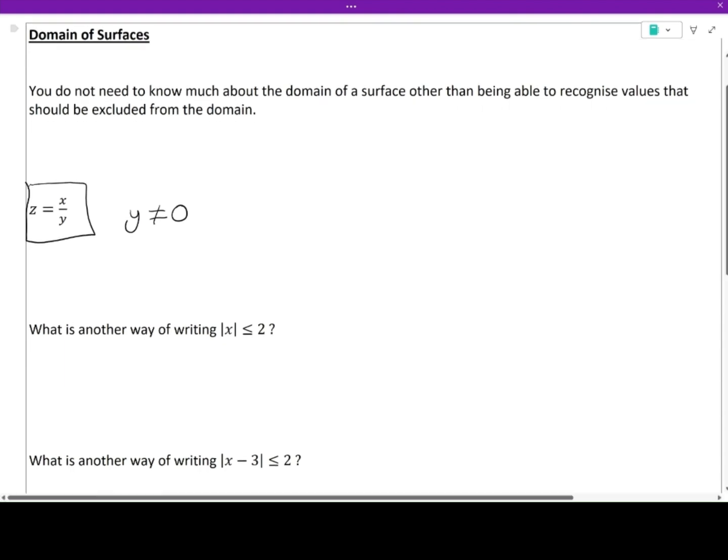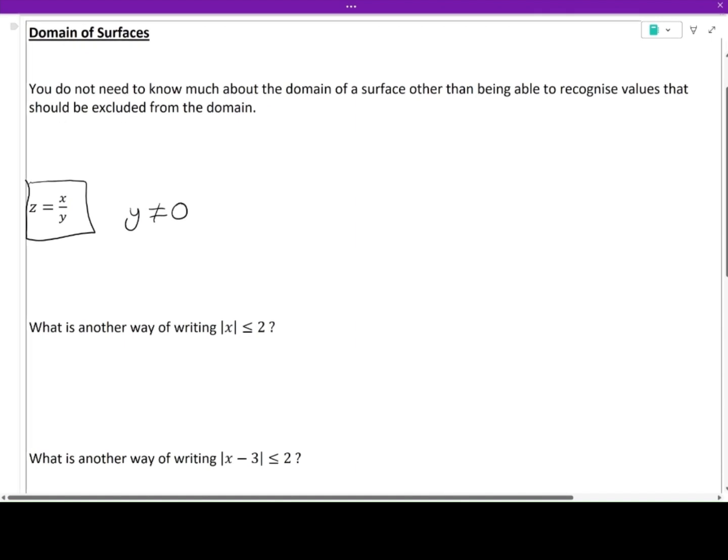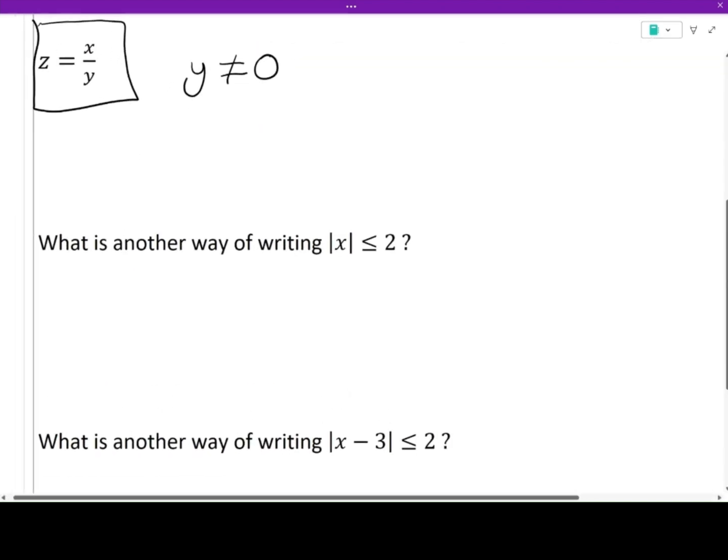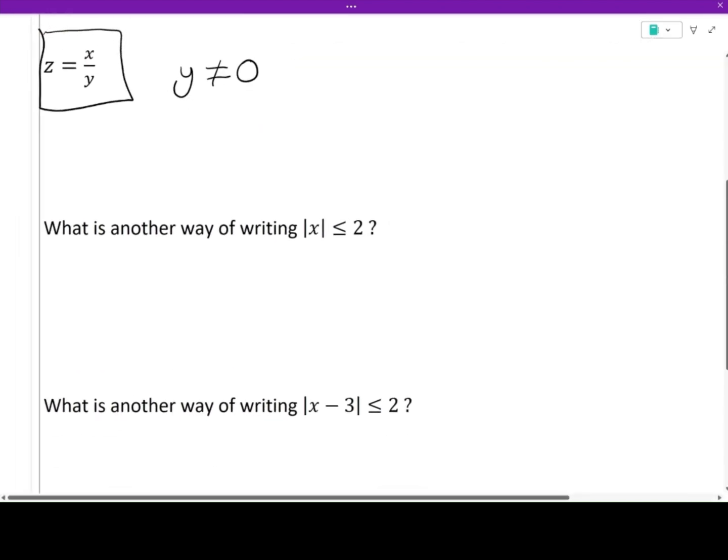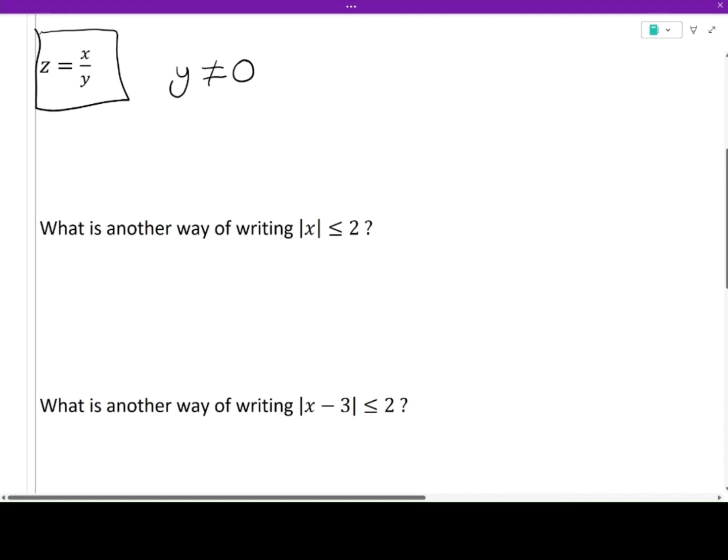However, sometimes in the AS papers, they're given the domain in terms of the modulus function, and potentially you might not have learnt that by the time the exam comes around. Okay, so let's just consider how we can rewrite these inequalities in a way that you're maybe more familiar with. So it says, what is another way of writing that the modulus of x is the same as or less than 2? Or you could say the magnitude of x.